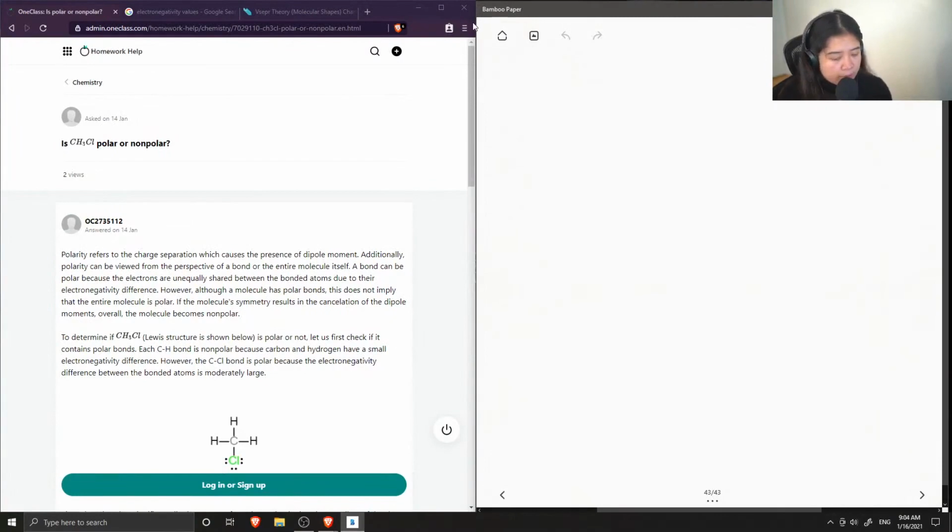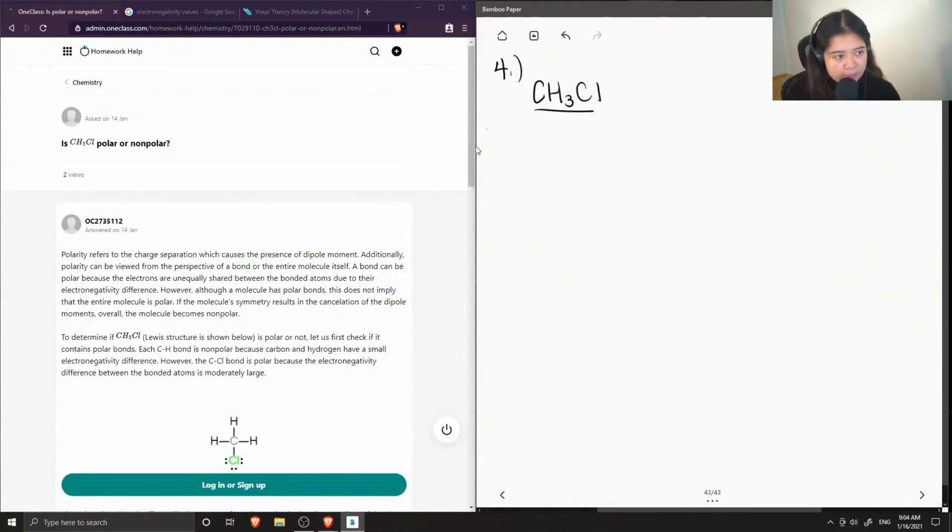Okay, so question 4. Is CH3Cl polar or nonpolar? It helps if we find out the Lewis structure of our molecule first, since this will help us answer whether or not it's polar or nonpolar.